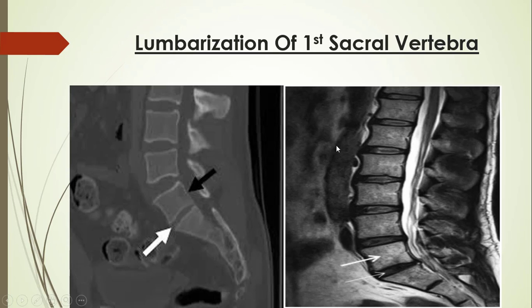We also have lumbarization of the first sacral vertebra, in which there is partial separation of the first sacral vertebra from the sacrum to the lumbar region. So it's called lumbarization of the first sacral vertebra.